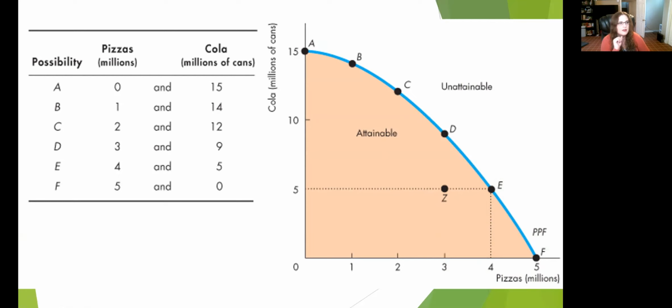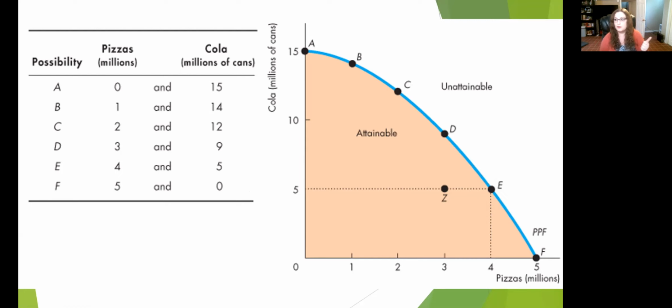And then I'm going to say, okay, well, is it efficient? Well, it's not on that line. It is not on this line right here. It is not on one of these combinations that we see for the possibilities in our table. Therefore, it is not efficient. And what does it mean to be efficient? Efficient means that we are utilizing all of our resources.